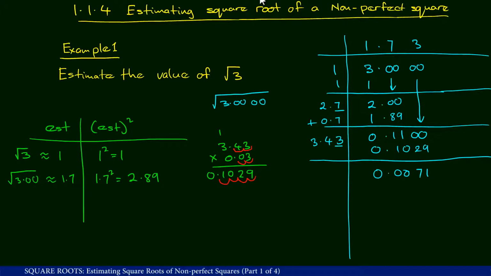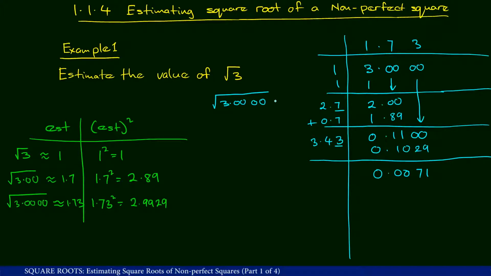Alright, now let's update the table. The next estimation is 3.0000, which is estimated to be 1.73, which is better estimation. And our estimation squared, that is equal to 2.9929. As you can see, our accuracy is getting better. From 1 to become 2.89 to become 2.9929. And I want to do one more calculation. I will clear this space. And I'm adding another pair of 0 here.